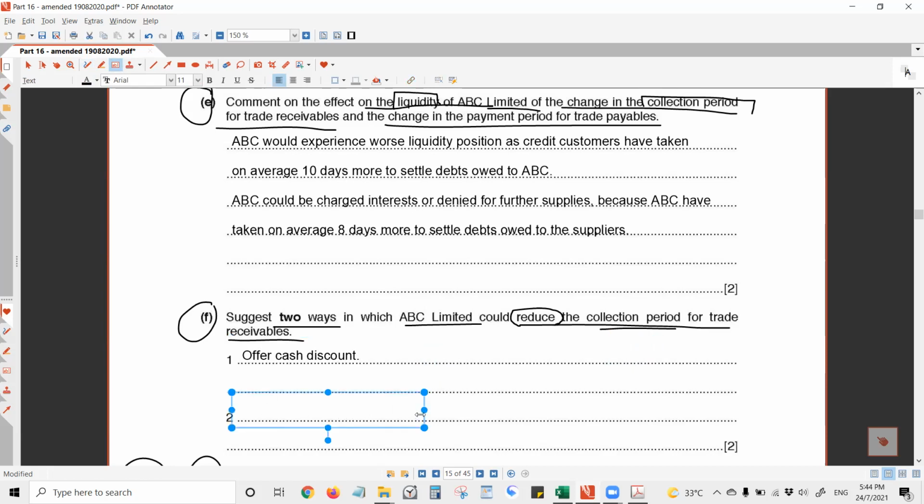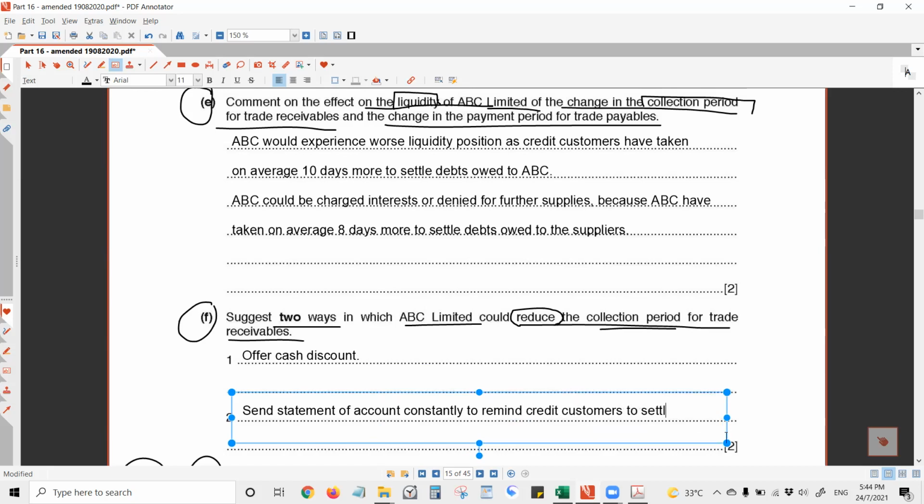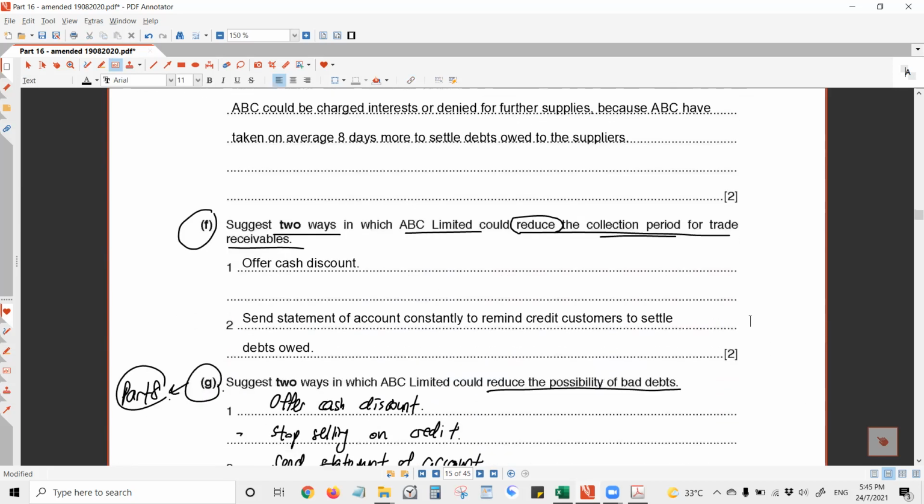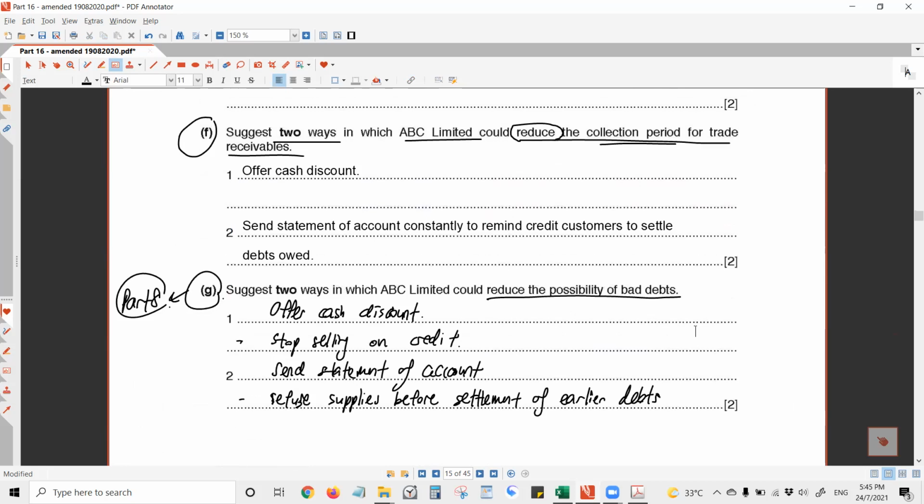Second way of encouraging them, you may send statement of account, okay, to annoy them, keep reminding them to pay, keep sending emails to them so that they would pay us. Send statement of account constantly. Okay, once done, let me know. Then we look at other formulas. Done. So we get back to the notes.